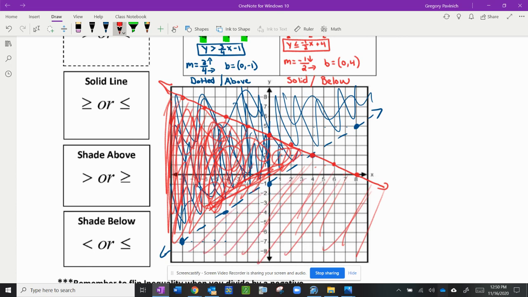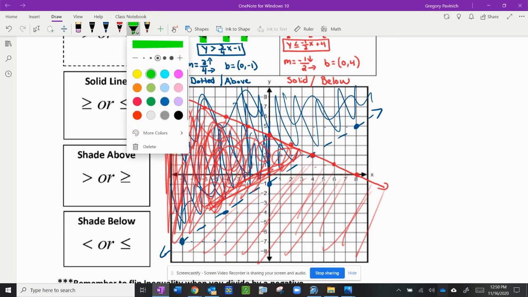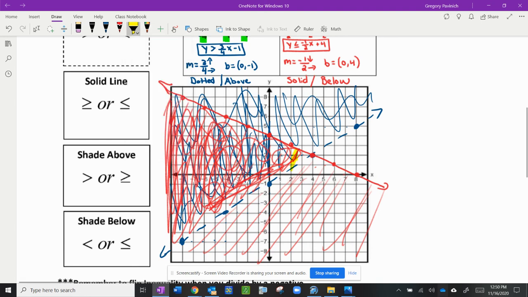So here's my solution. It kind of looks like a cone. And if I picked a value in between this cone shape region, it looks like a sideways opening cone, if I picked any of the points in here, it would cause both of my equations to express true solutions. Okay, so there's a couple practice, and I'll see y'all shortly.